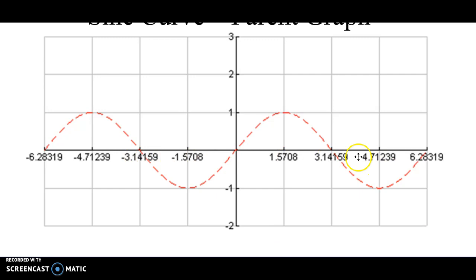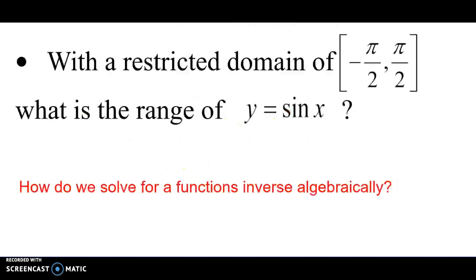So if I want to restrict the domain here on the sine curve, I'm going to use yellow. If I want to restrict this domain, I could go from negative pi halves to pi halves. Again, why would I choose it here? Because I want to cover the entire range from -1 to 1 in order for it to be one-to-one. So what is the range of y equals sine of x on this restricted domain? -1 to 1.